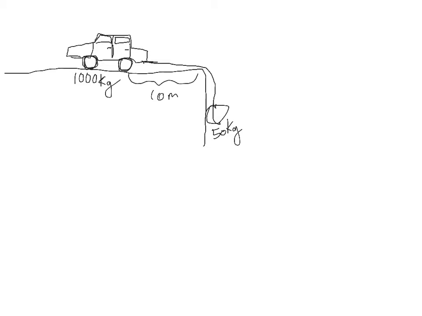Now, I know you probably haven't been able to sketch something that looks quite this good, but do your best. And notice all the parameters that we know about are included. We know the car is 1,000 kilograms. We know the rock that was tied by a rope to the bumper is 50 kilograms. And we know the car is 10 meters away from the edge of the cliff.